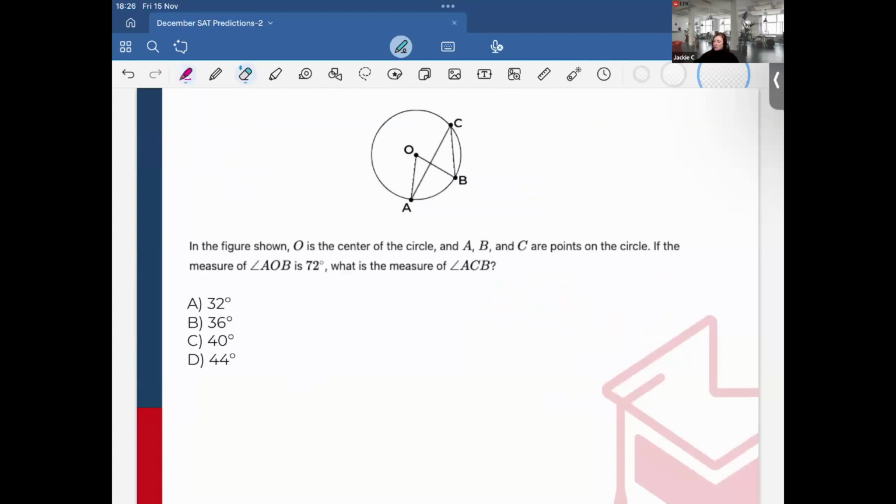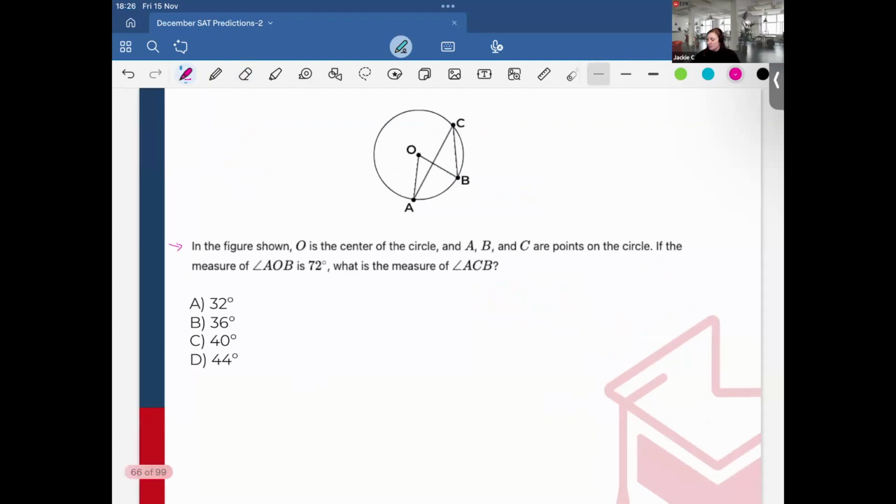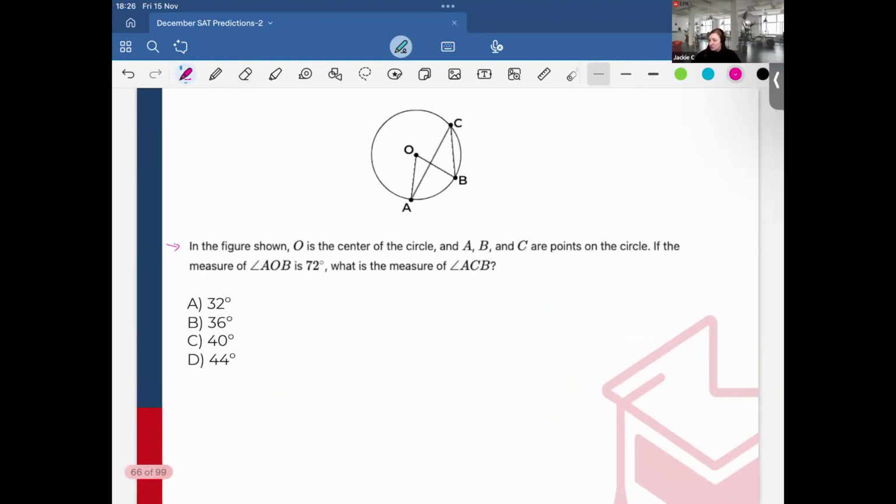Okay, so this one, more geometry. In the figure shown, O is the center of the circle, and A, B, and C are points on the circle. If the measure of AOB, so that would be the center angle, is 72 degrees, what is the measure of ACB? If you don't know this theory, pay attention and know it for the exam.